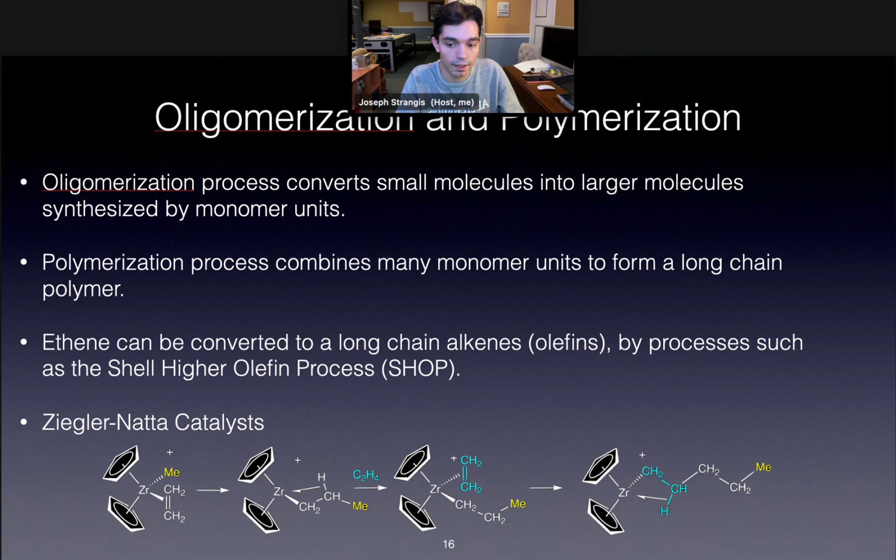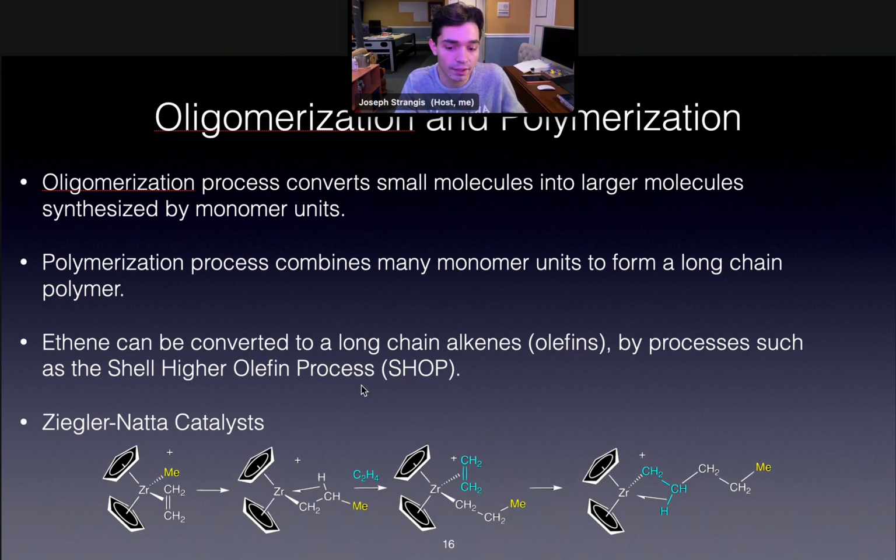And here, the conversion to long chain alkenes is happening in the Shell higher olefin process, better known as SHOP. This is a 3-step catalytic process developed for the conversion of ethene. So the steps involve oligomerization of the ethene to form short chains of up to 10 monomer units.